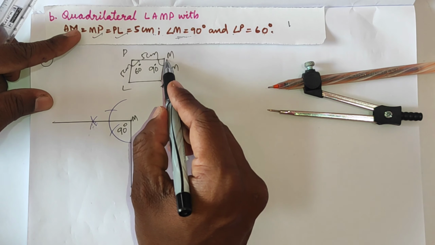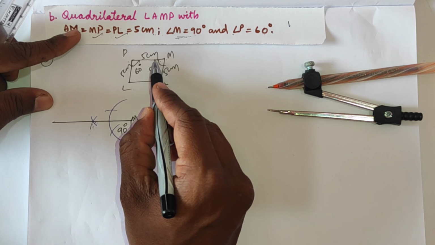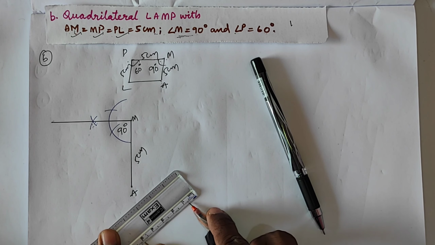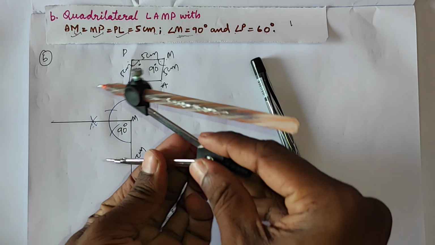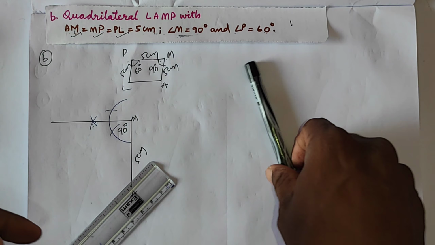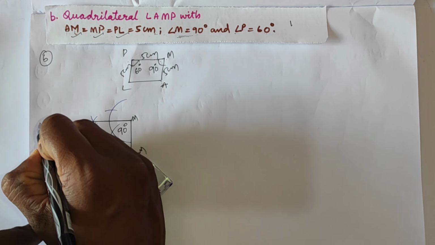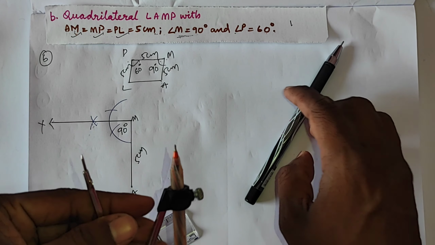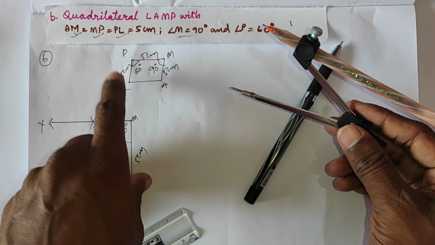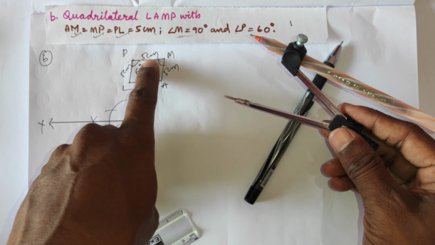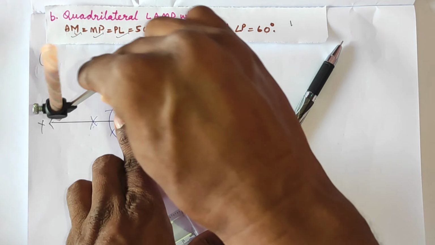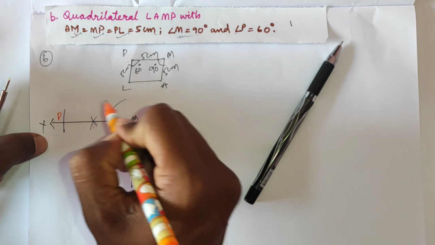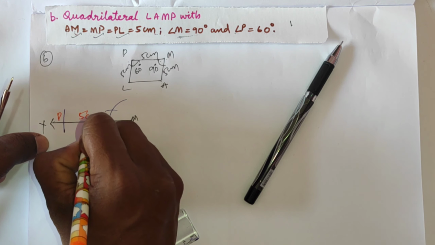Clear? And then MP measure is given as what? 5 centimeters. Again, taking a 5 centimeter radius with M as the center. So this is a ray, right? Suppose MX is a ray, such that angle AMX is equal to 90 degrees. Now the given length MP is 5 centimeters. Taking center as M, I am cutting this ray. So we got the intersecting point. This one is P. And this distance, nothing but this radius, is given as 5 centimeters.